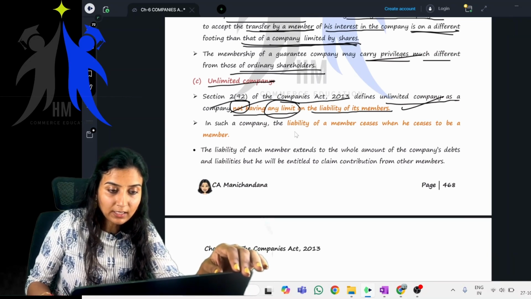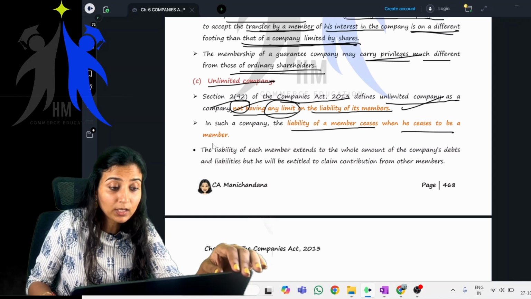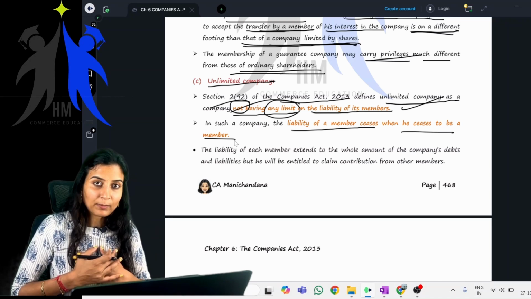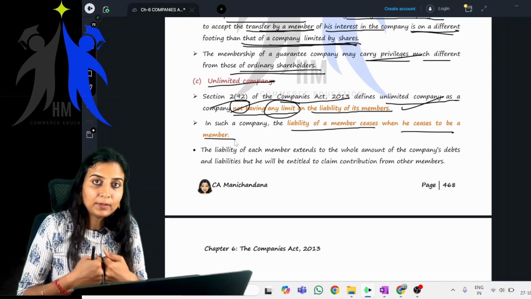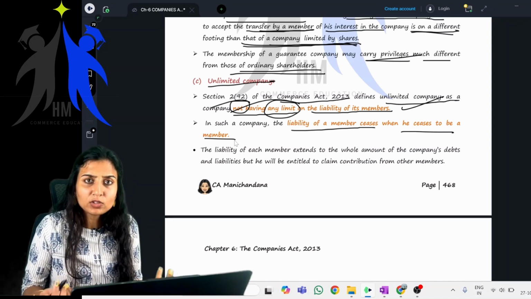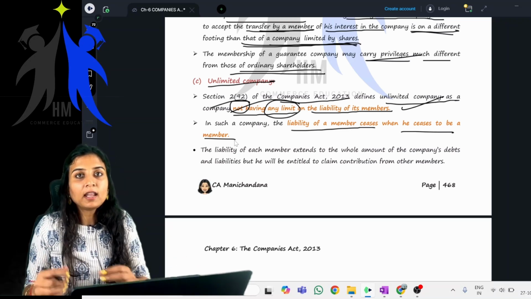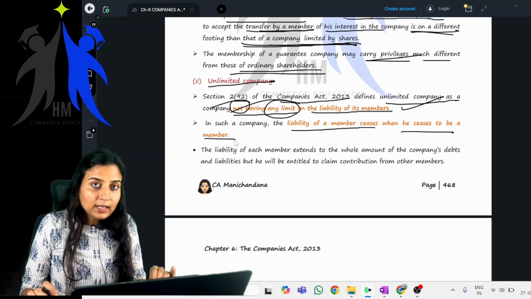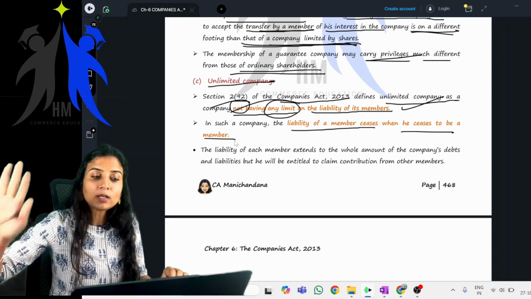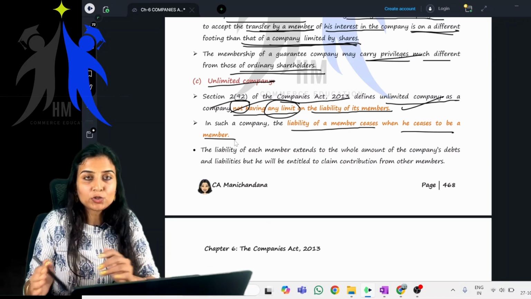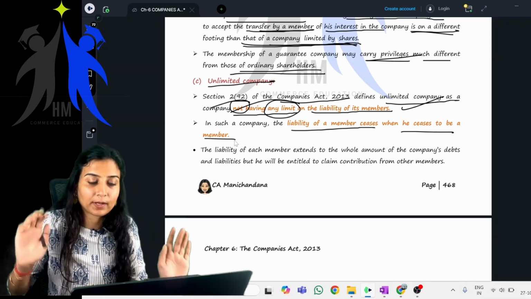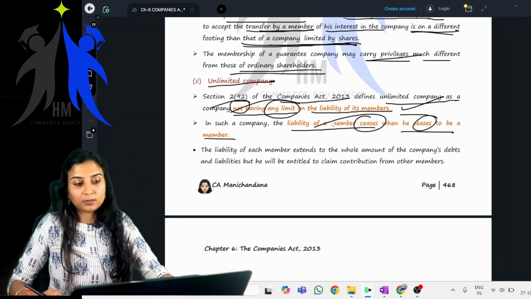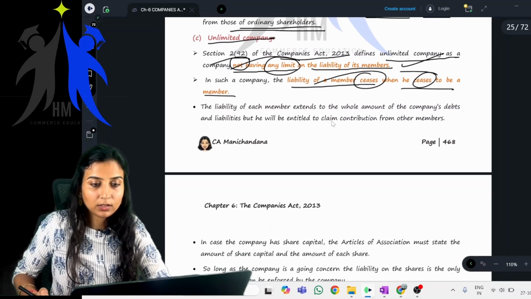Okay. In such a company, the liability of a member ceases when he ceases to be a member. Meaning, if I am a member of an unlimited company, my liability will stop. Cease meaning stop. I will not have any liability as a member only when I am not a member of such company. So my liability stops when I stop being a member. See, in such a company, the liability of a member ceases when he ceases to be a member of the company. Okay, good.